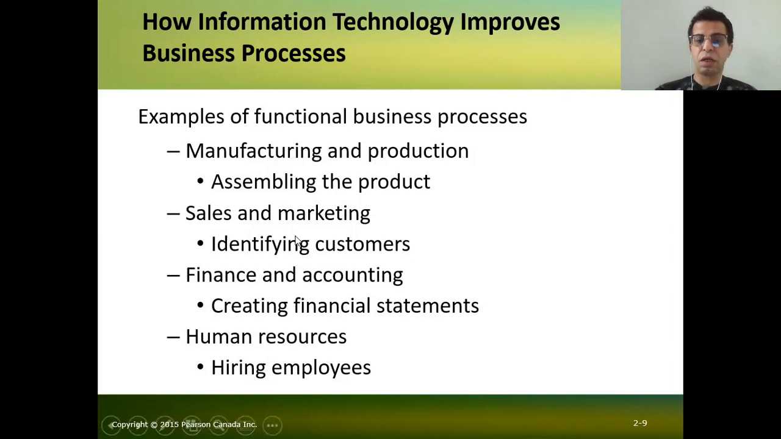In sales and marketing, identifying potential customers, like CRM and all these things. In finance and accounting, you create a financial statement automatically, and in human resources, hiring employees. You can do competency management, which can be by position, by individual, or by direction. So these are all the things that can be set up in the application or in information technology to improve the business processes.